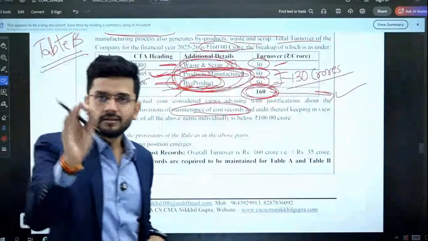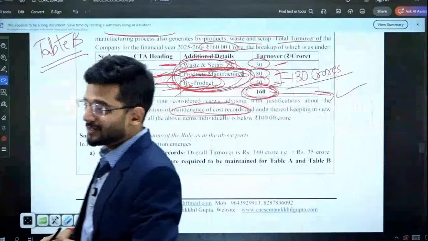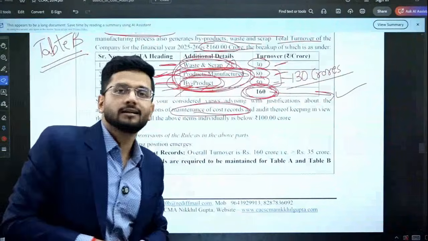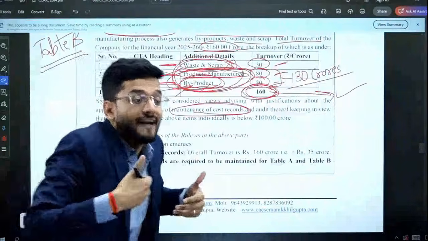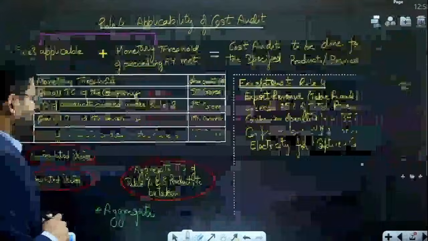Cost audit is required to be done. Yes, byproduct and waste is sometimes a confusion. So waste cannot be treated as a product which is manufactured. You are not manufacturing waste, but byproduct you are manufacturing. So that is required to be undertaken. Okay, sir, got it. So very critical part, you have to be really careful in this particular part. Okay, sir, got it. All right.